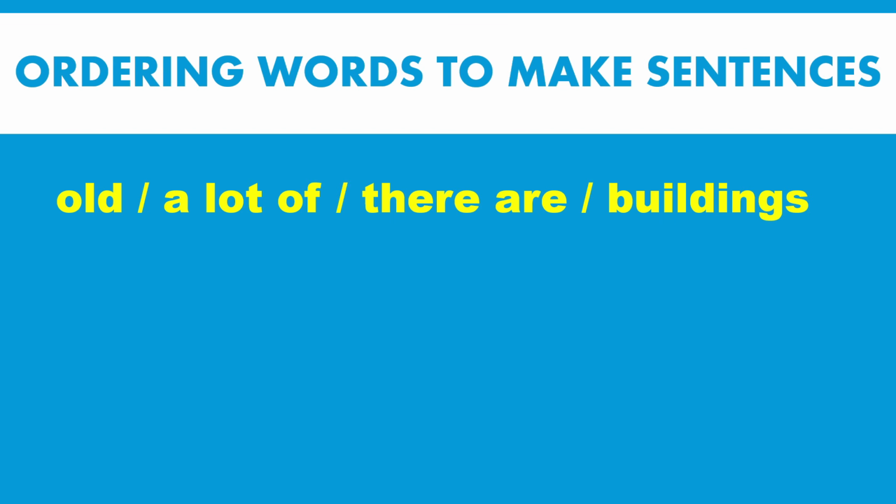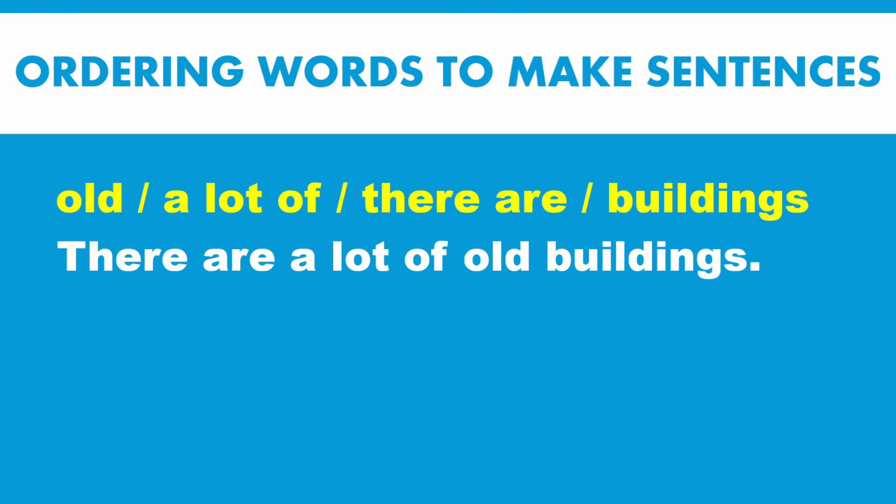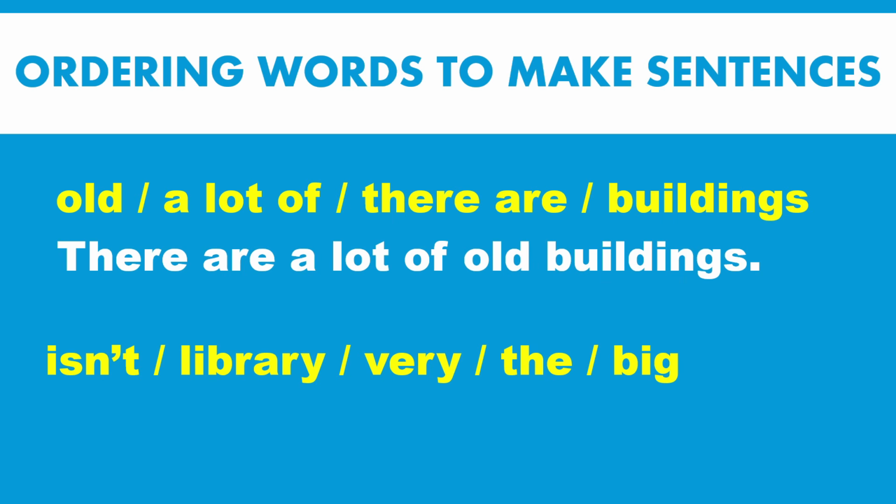Then what should be the answer? There are a lot of all buildings. Adjective and noun definitely stick together. Just that the front part we have to arrange on our own using our knowledge that we gained from the previous lesson. Next, isn't library very big?